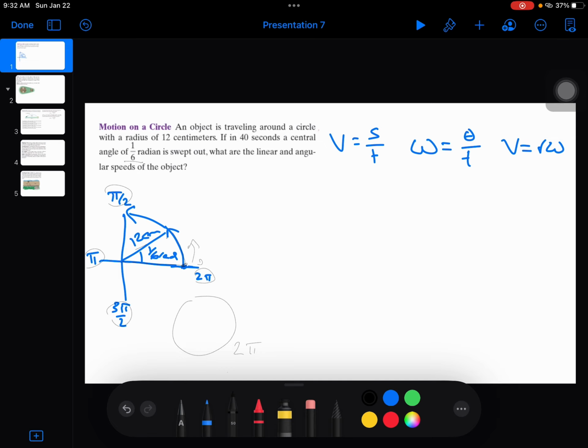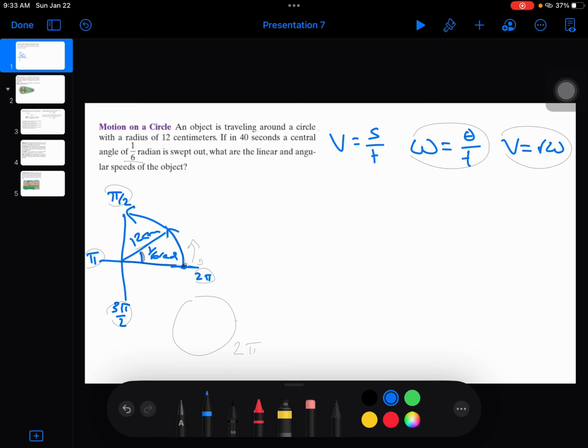The angular speed is the speed that they're moving around the circle, right? It's not the same as moving in a straight line because there's another direction involved, right? And that's going to be given by the theta, or the percent of the circle, or the fraction of the circle that's traveled within that given time. And then the linear speed is going to be just the radius times the angular speed.